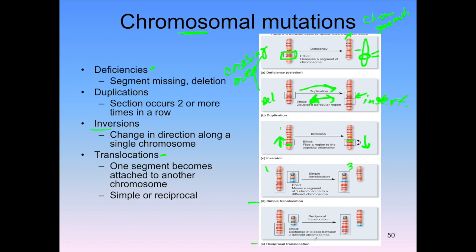In a reciprocal, we get an exchange between 2 different chromosomes. So what happened here is our chromosome moved over and attached to another chromosome, but this guy remained intact. In our reciprocal, it reciprocates the exchange, and so now I have 2 different chromosomes, chromosome 6 and chromosome 10, or chromosome 1 and chromosome 5, exchanging pieces of their chromosome. Whereas in a simple translocation, I just have one donating to another.